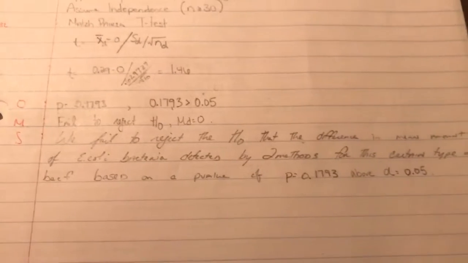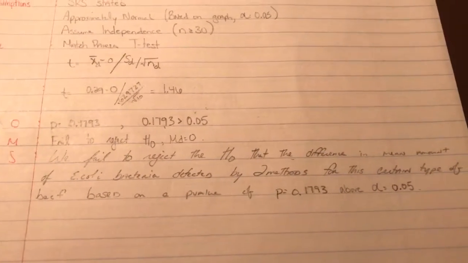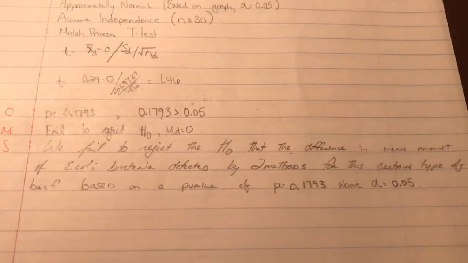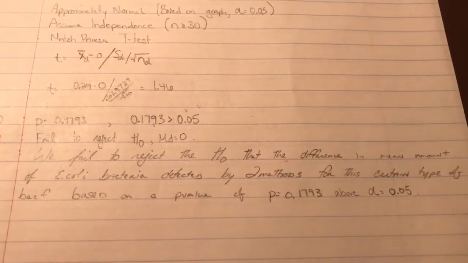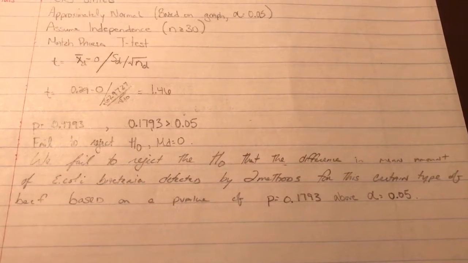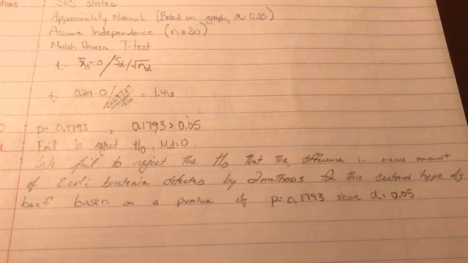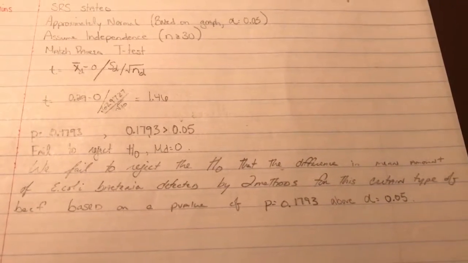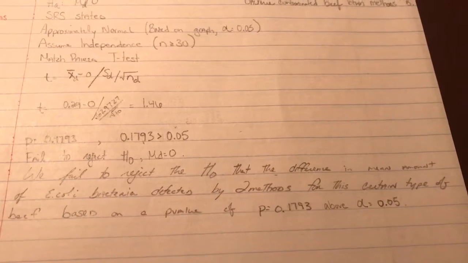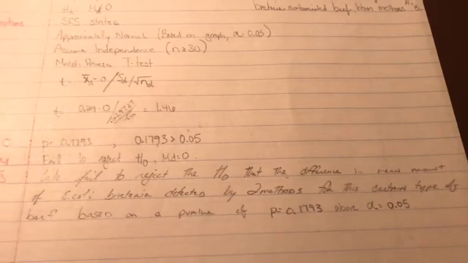Then I've got to finish it off with a statement. We fail to reject the H0 that there's a difference in mean amount of E. coli bacteria detected by the 2 methods for this certain type of beef, based on a P-value of 0.1793 above alpha 0.05.